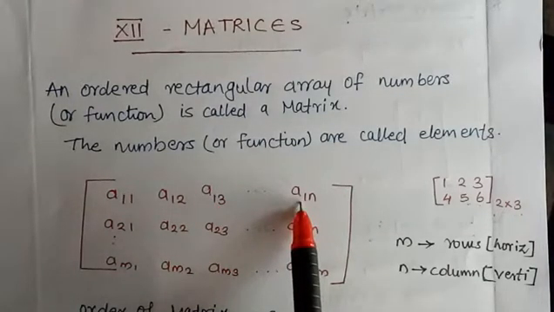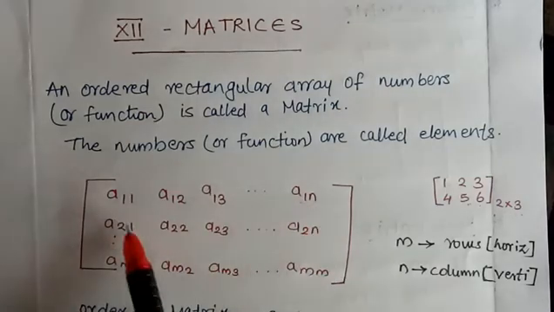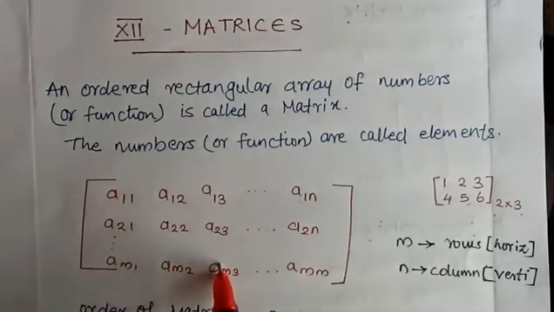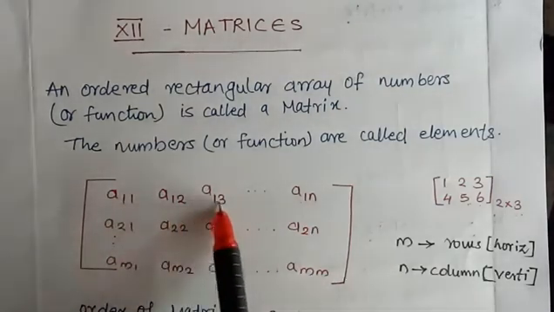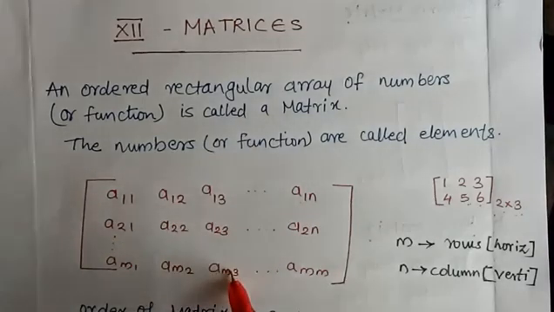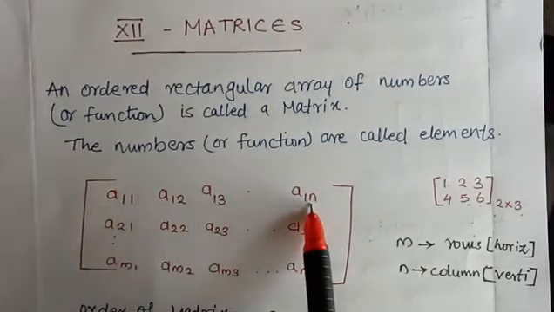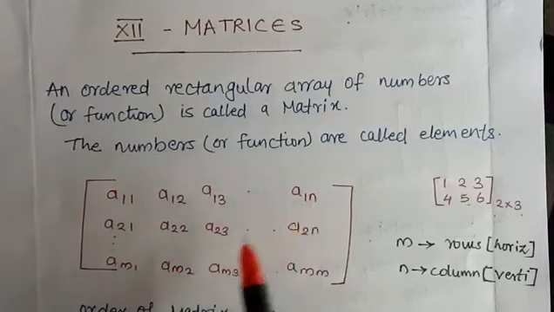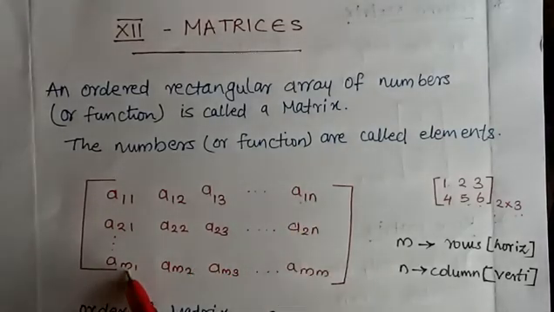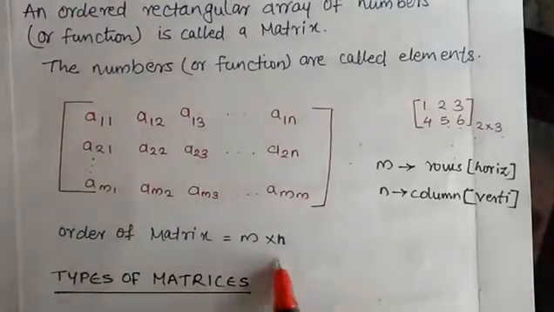And here we can see that we arranged some numbers or functions in horizontal lines and some in vertical lines, and these horizontal lines are called rows and the vertical lines are called columns. And in this case there are m number of rows and n number of columns. So the order of the matrix is m into n.